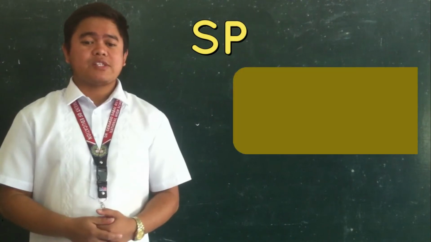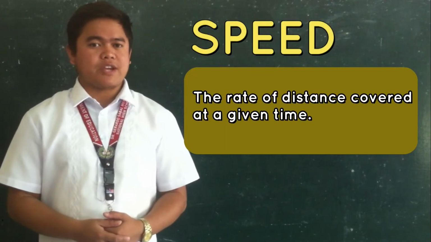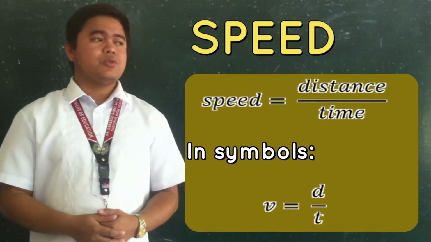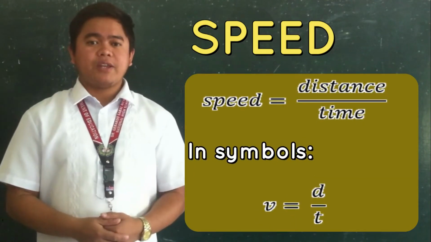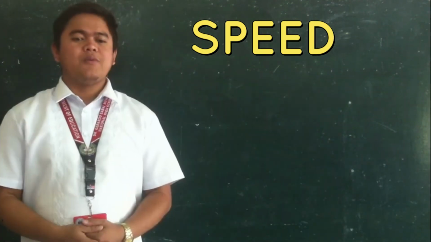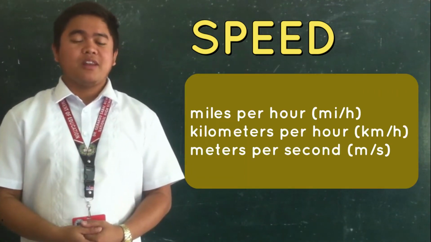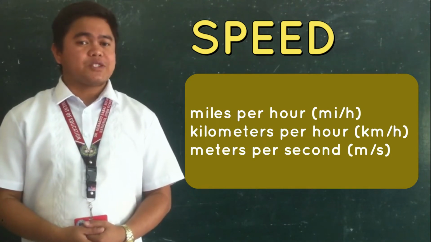Speed is the rate of distance covered at a given time. We have the formula speed is equal to the distance traveled divided by the time covered. We can express speed in terms of miles per hour, kilometers per hour, and meters per second. Let's take for example the problem a while ago.